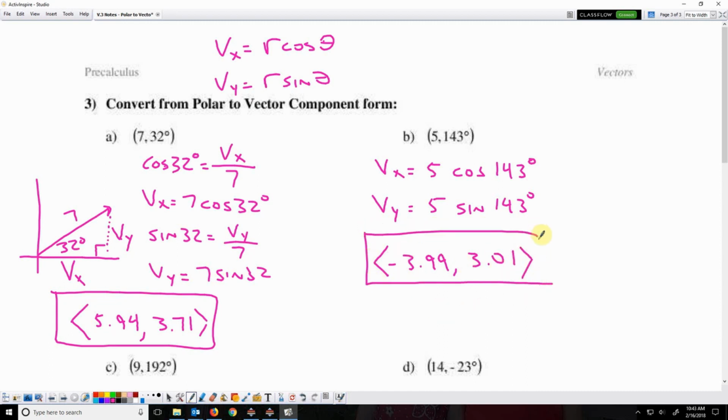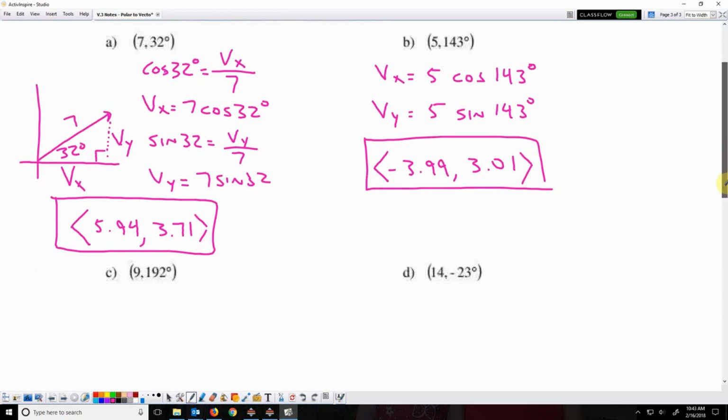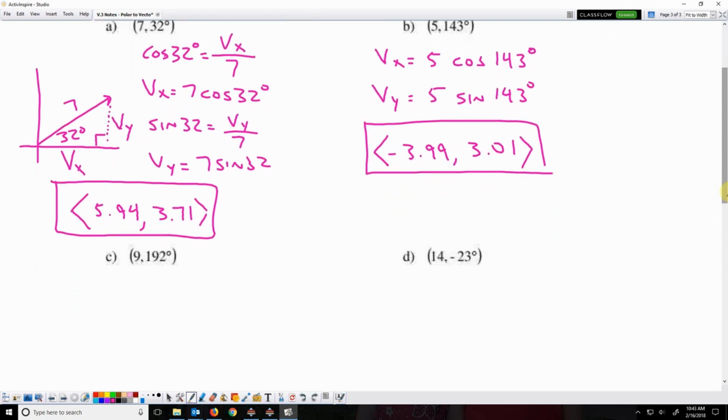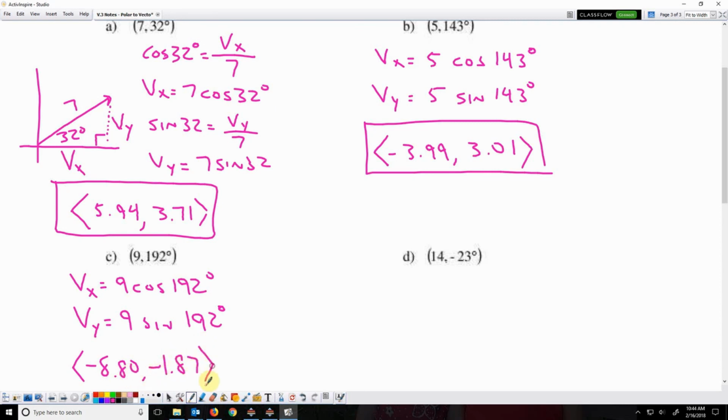I'd like you to pause the video and try C and D. Convert those from polar form to vector component form. So what you should have done is the vector's x component is 9 cosine 192. And the vector's y component is 9 sine 192. So you get an x component of negative 8.80 and a y component of negative 1.87.